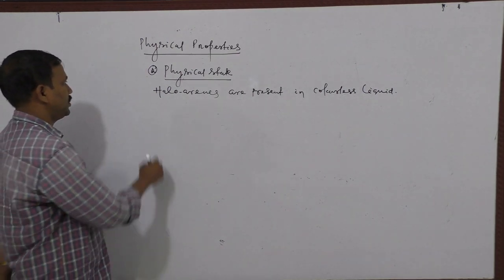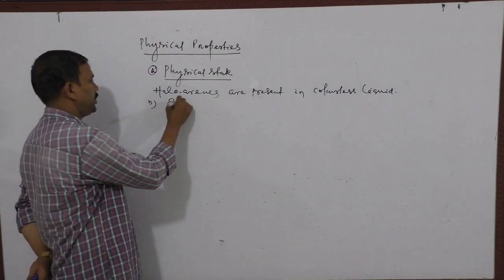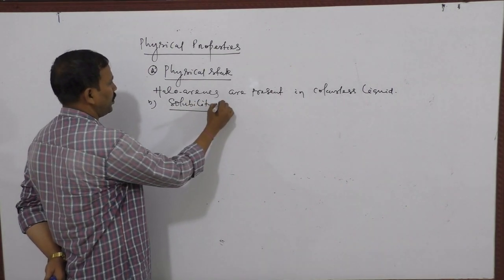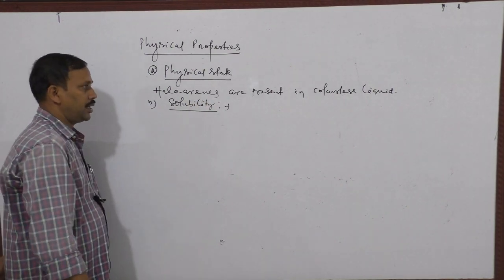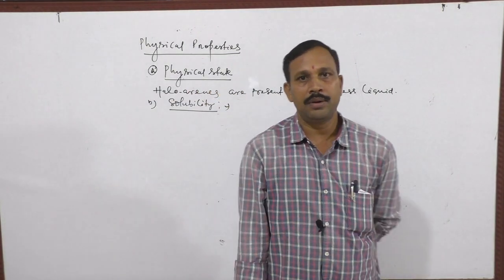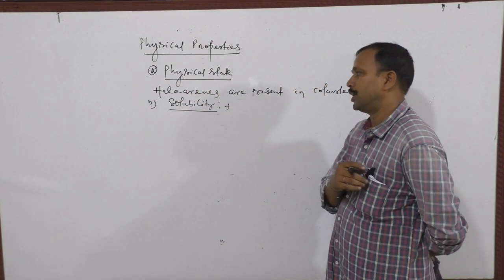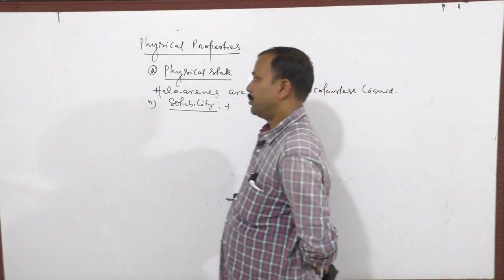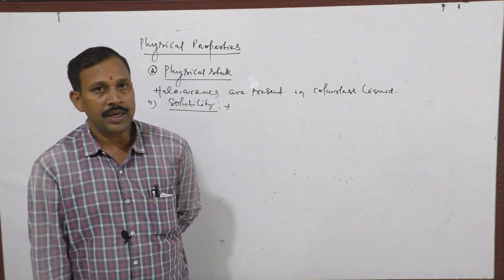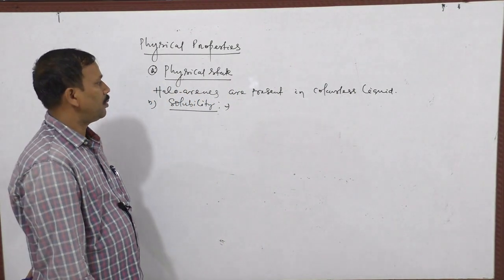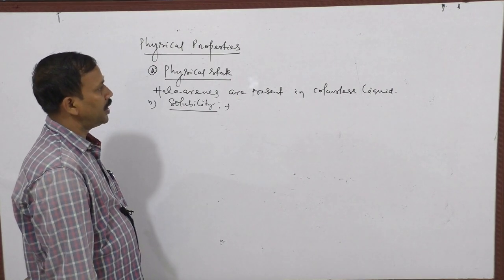Second point, solubility. Generally haloarene are insoluble in water because it cannot make a hydrogen bond with water, but it is most soluble in organic solvent like benzene, ether, chloroform, carbon tetrachloride etc.